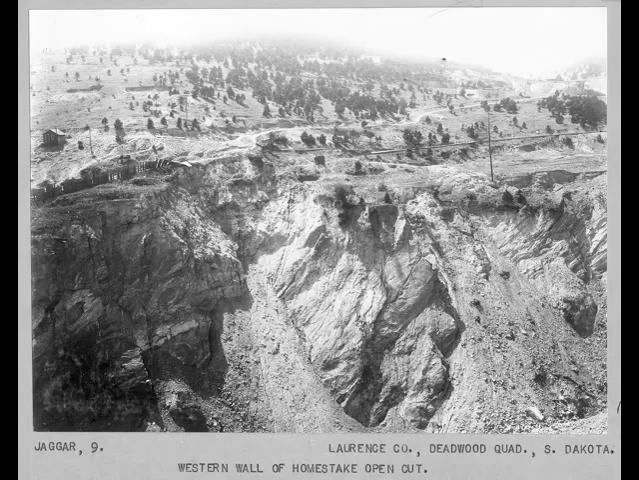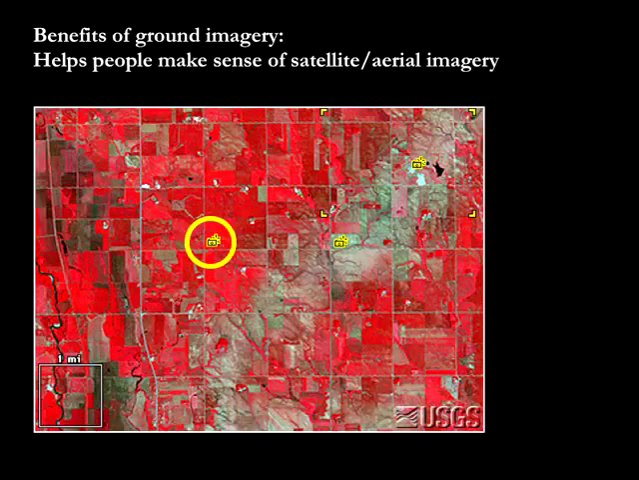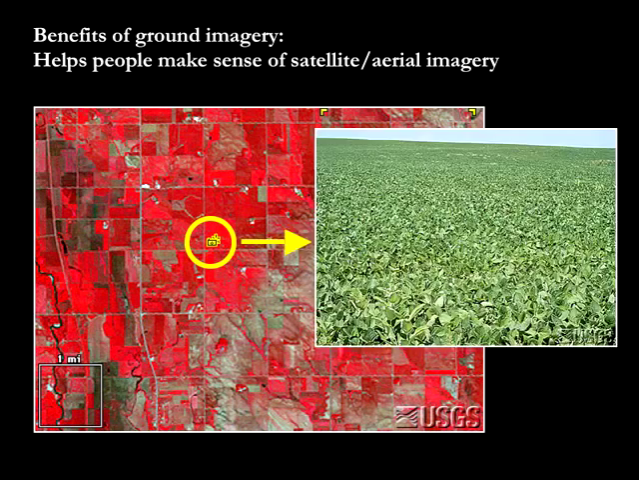Ground images really aren't a standard part of the GIS remote sensing toolkit, but they should be. So, what are some of the benefits of ground photos? First, they help people make sense of satellite and aerial imagery. They help people connect it to their reality. They let us communicate in ways that reach out to a broader audience of users and decision makers.